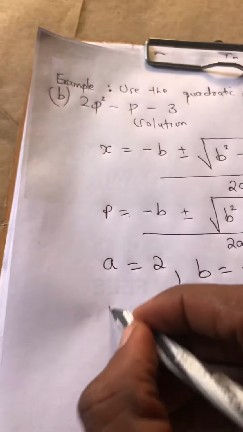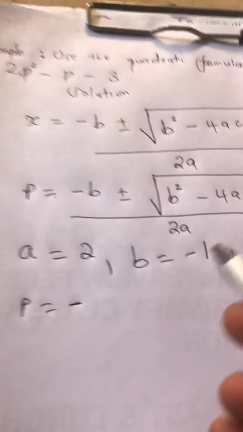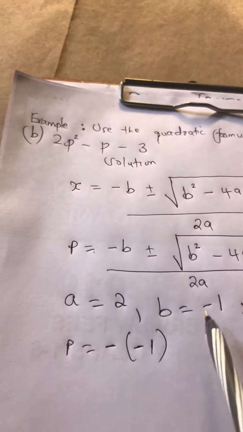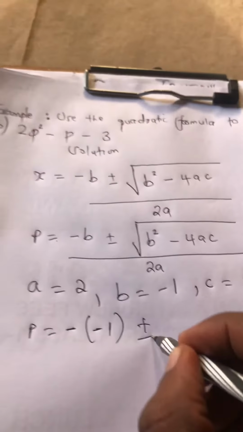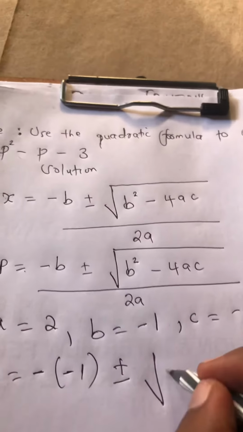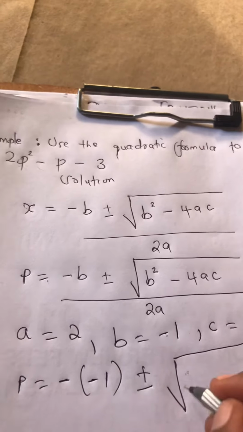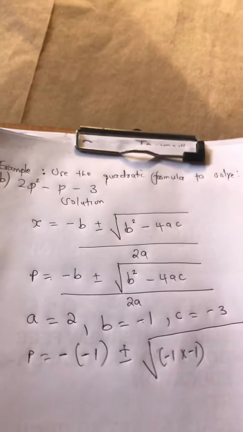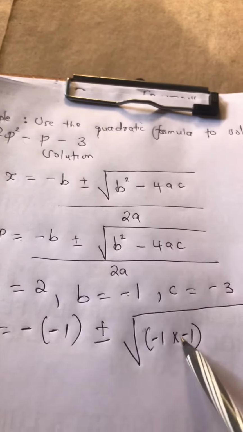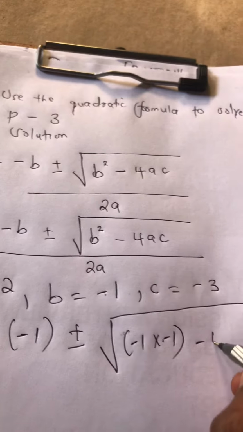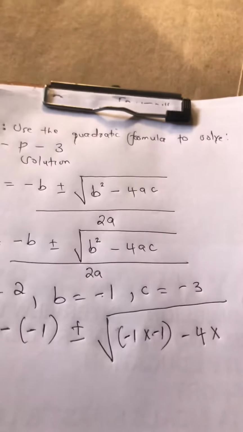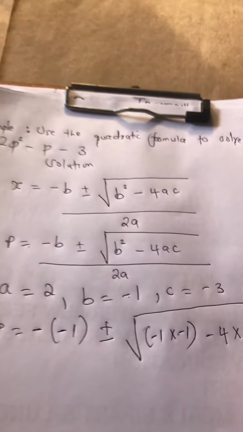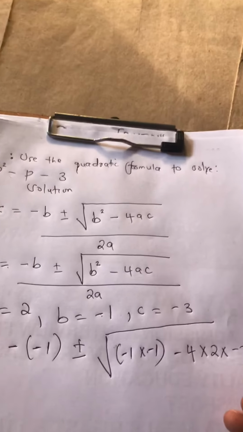You just come and replace. P will be equal to minus b. What is our b? It is minus 1. Hii kitu lazima ukuwe mwangalifu manze. Then plus or minus the square root of b square. What is b square? It is minus 1 times minus 1. Okay? Because our b is minus 1. Then minus 4 times AC. A is 2 and our C is minus 3.